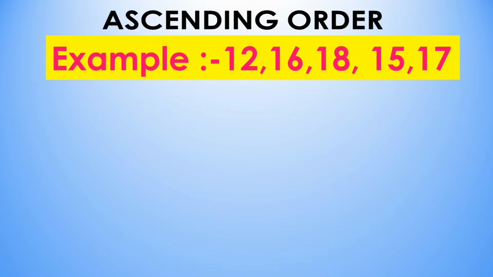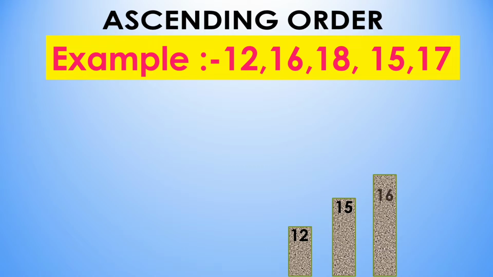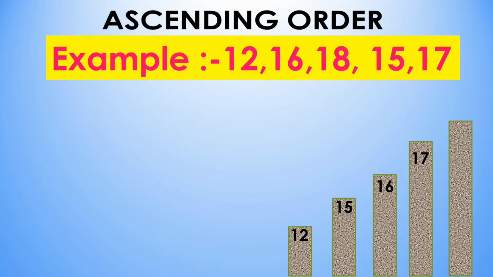Another example related to the ascending order. These are the number which we have to arrange them in ascending order, means increasing order. So for increasing order, first we have to find out the smallest number. So children, which is the smallest number? Yes, 12. 12 is the smallest number. So first we put 12. Next 15, 16, 17 and the last number is 18.